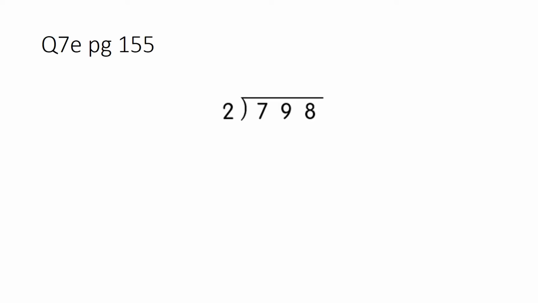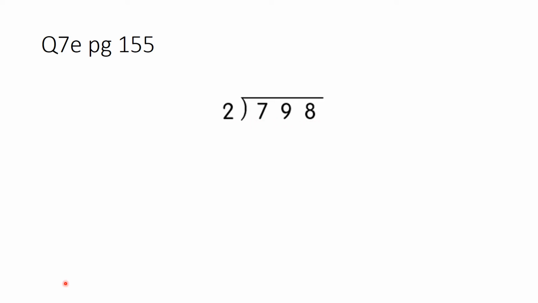Now, students, we're going to do question 7E on page 155 of the workbook. Make sure that you have done all your work before you watch this video. Now, let's look at this over here. We have a 3-digit dividend, 798, divided by a 1-digit divisor, which is 2.